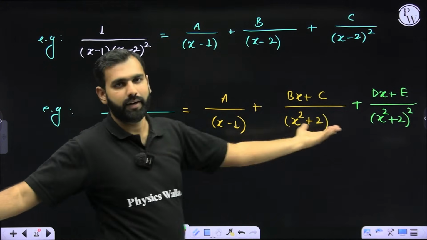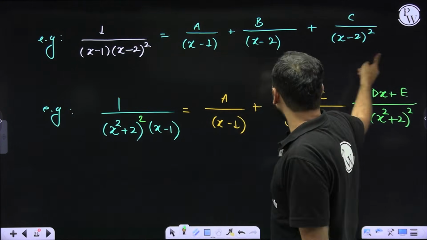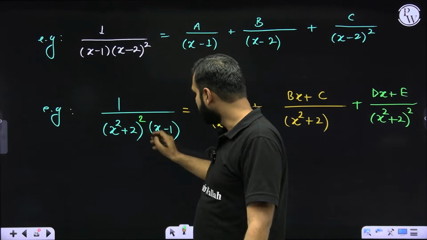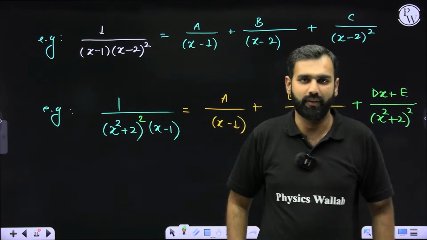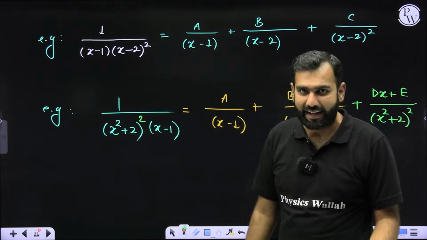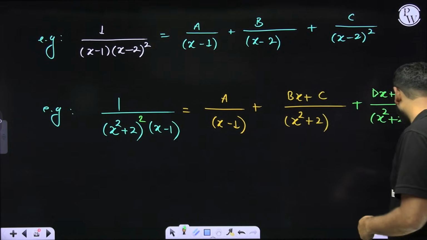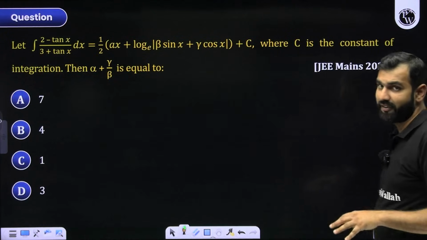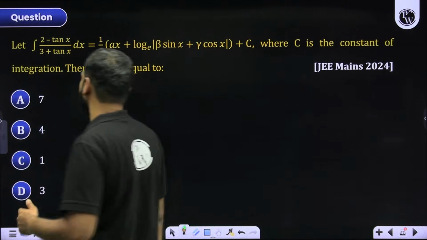But this kind of a complicated problem will not appear. Your problems will be restricted to either here or the case where x square plus 2 is appearing only once. But you should remember all these cases, all these scenarios. Can I move ahead from here? I hope there is no confusion on that. So if you have partial fractions, let us try and solve this question. How do we do it?